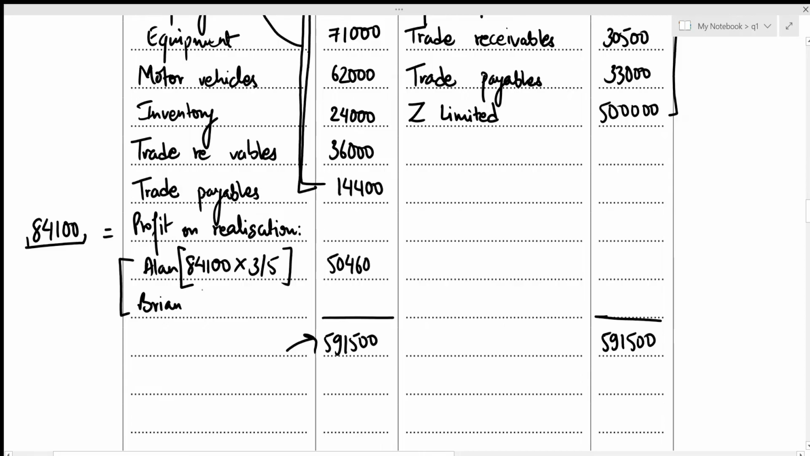Now for Brian, we have the total of 84,100, and we know 2 parts out of 5 parts belongs to him. So that's times 2 by 5, and this gives the share of profit on realization for Brian to have the value of 33,640. Okay, this concludes the first part of this question. Now we can move towards the second one.